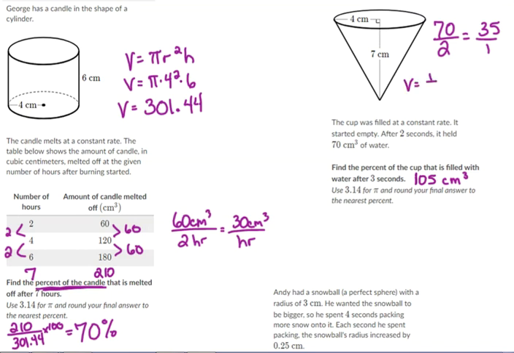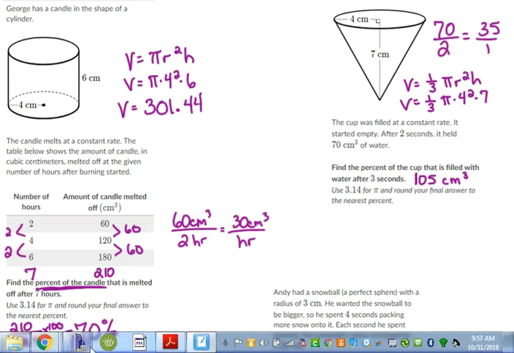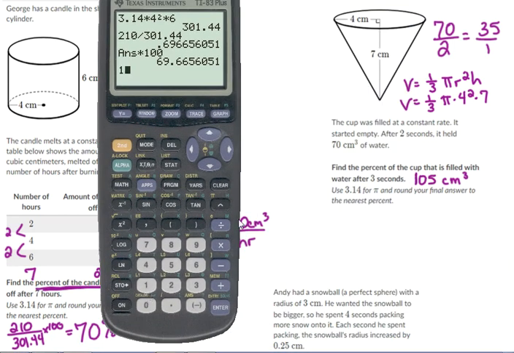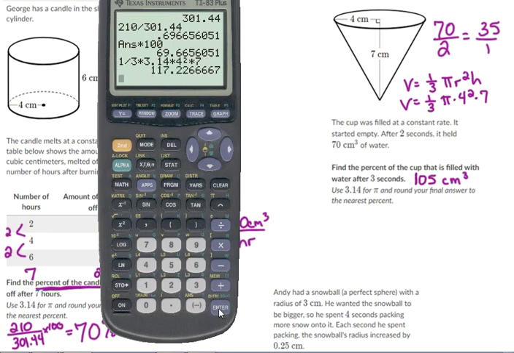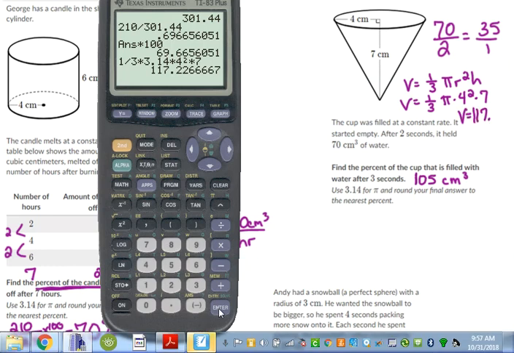So volume of a cone, 1/3 pi r squared h. Radius is 4, height is 7. It says to use 3.14 again, so let's do that. 1/3 times 3.14 times 4 squared times 7. So our volume of the whole cup, 117.227. We have 105 out of the total.